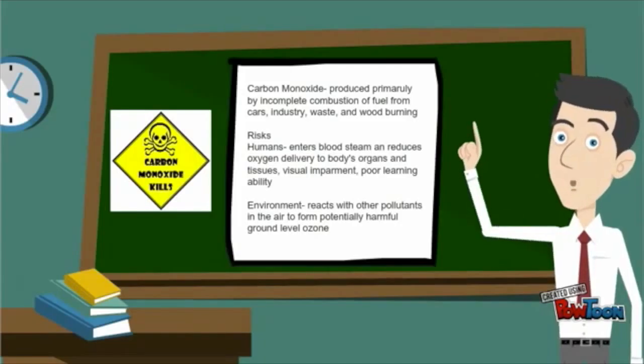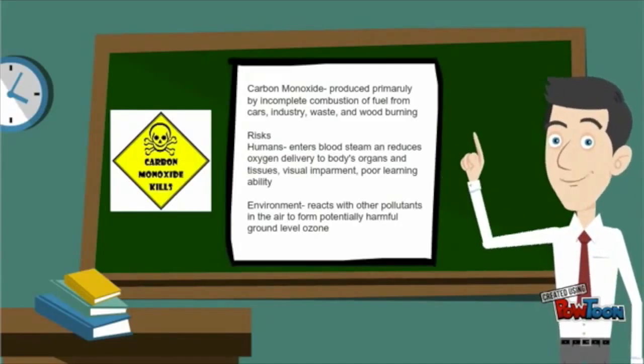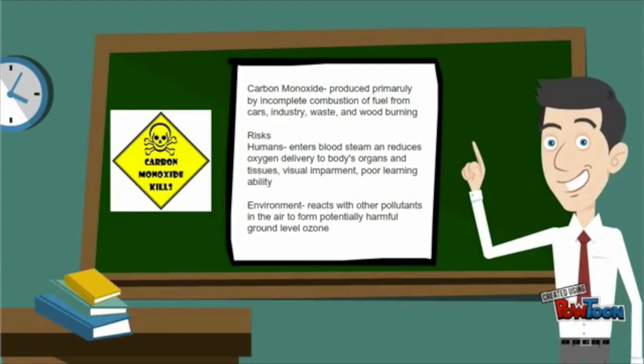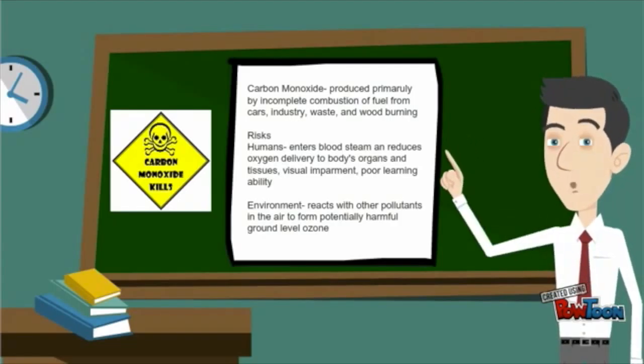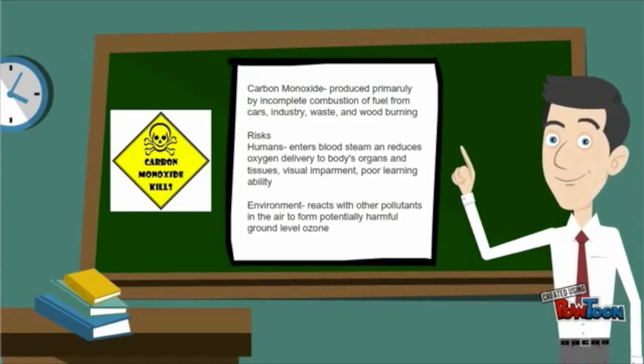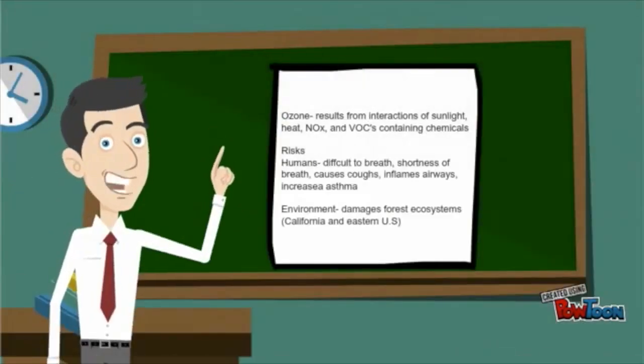Carbon monoxide is produced primarily by the incomplete combustion from cars, industry, waste, and wood burning. Risks to humans are that it enters the bloodstream and reduces oxygen delivery to the body's organs and tissues. It causes visual impairment and poor learning ability. Environmental impacts is that it reacts with other pollutants in the air to form potentially harmful ground-level ozone.